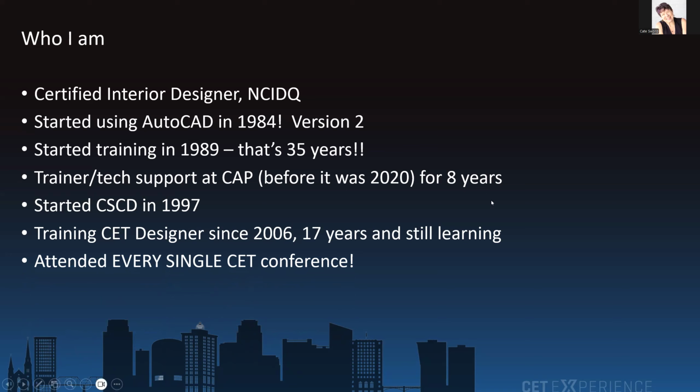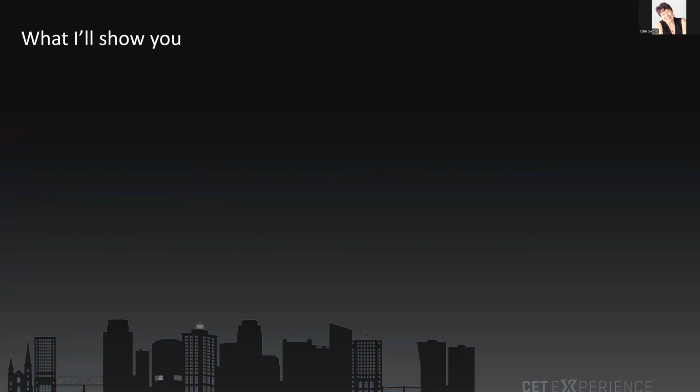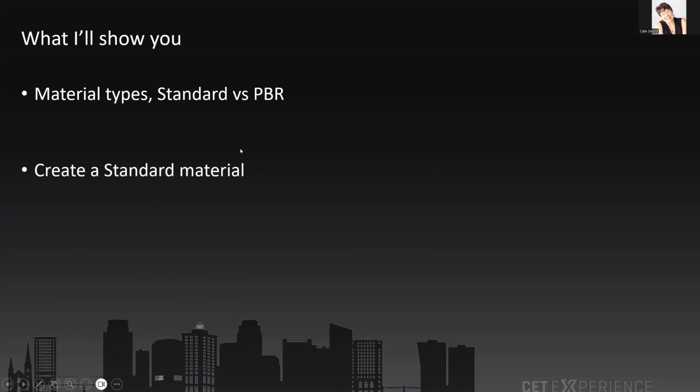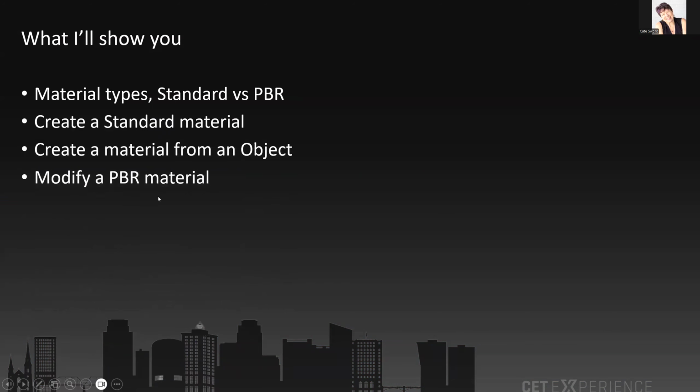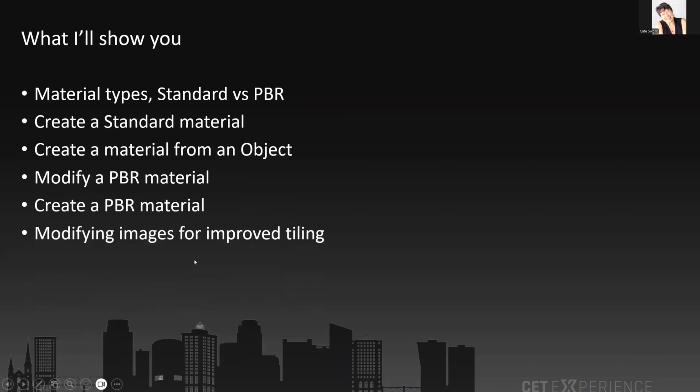So let's get started. I have a lot of content to cover in a little bit of time. Always too much content, not enough time. So I'm going to go fast. What I'm going to show you is different material types in the material lab of the standard versus PBR. We're going to create some standard materials. We're going to create a material from an object. That's a new one. We're probably going to be able to do a great deal of modification to a PBR material. And then we're also going to create a PBR material from scratch. I'm also going to modify some images to make for better tiling.